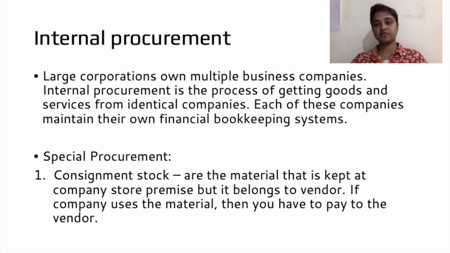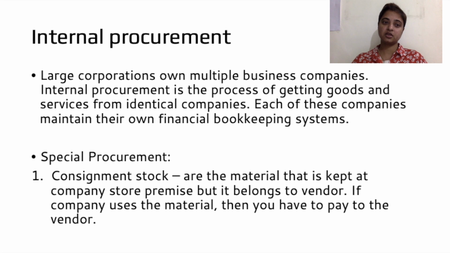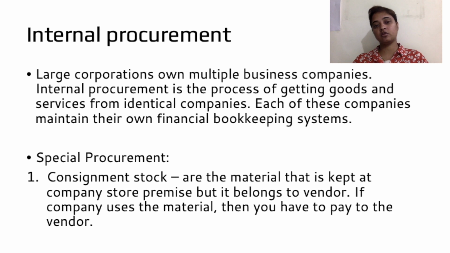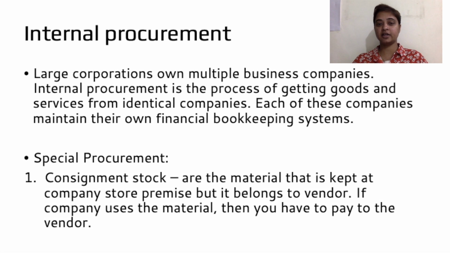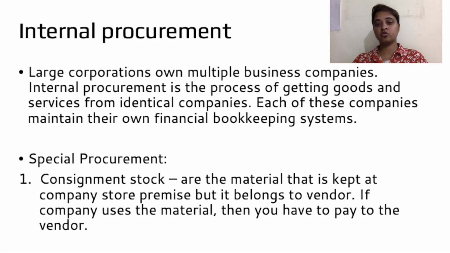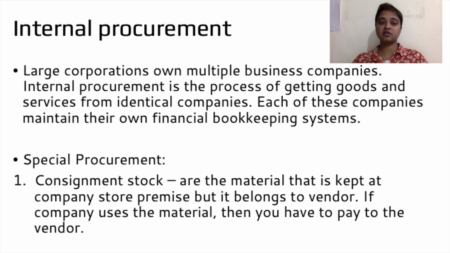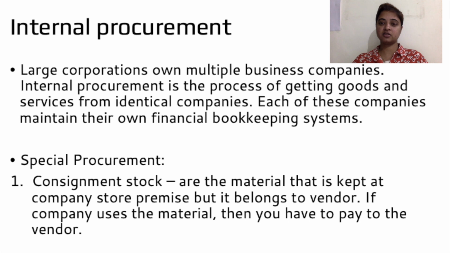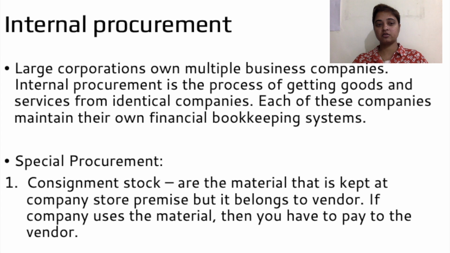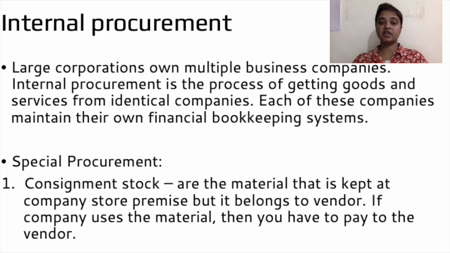Internal procurement is when a large organization owns multiple corporate business companies, and internal procurement is the process of getting goods and services from these identical companies. Each of these companies maintains its own financial bookkeeping system. Special procurement is like consignment stock. These are the materials that are kept at the company's store premises, but belong to the vendor. With consignment stock, if the company uses that material, then they have to pay the vendor.